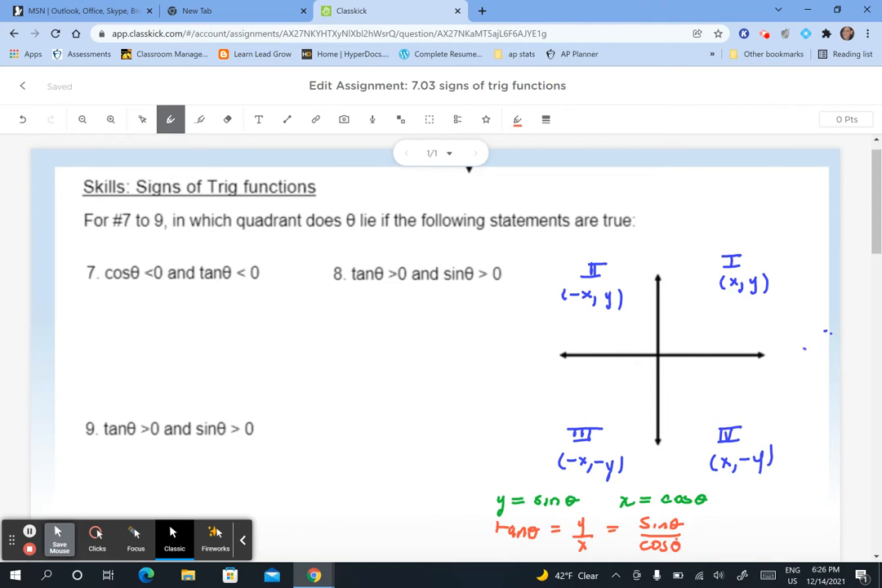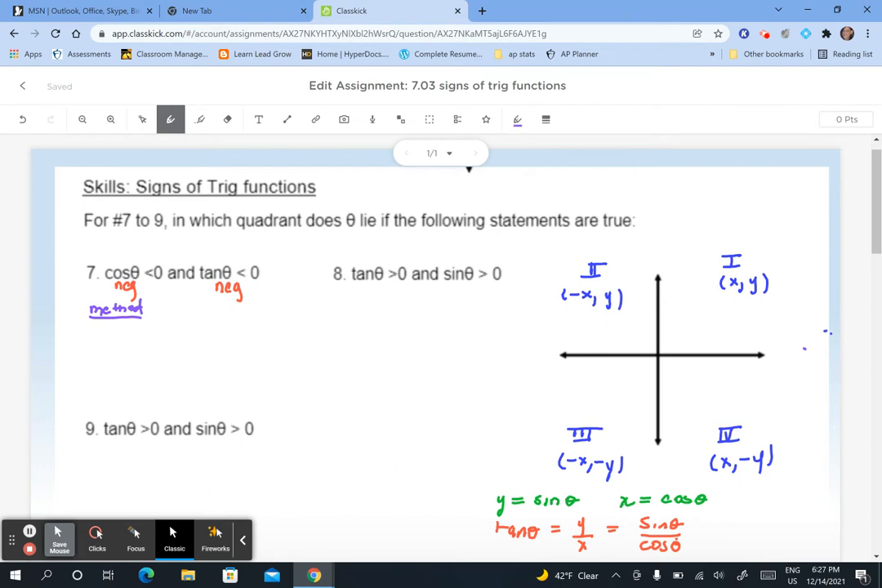For questions 7 through 9, we're asked to find the quadrant the terminal side of an angle lies in when the following statements are true. We know that cosine of theta is less than 0. That means it's negative. And we're also told that the tan of the angle, that ratio, is less than 0. So that means it's negative as well. We can determine our answer in a couple of ways. The first method is more conceptual.